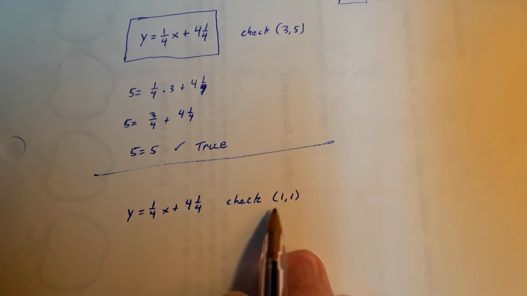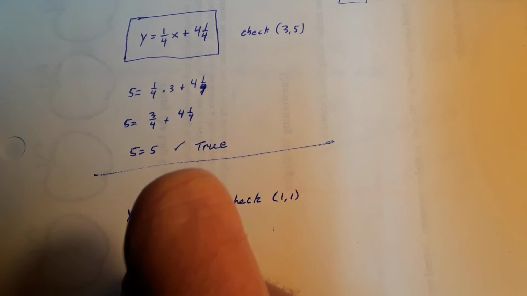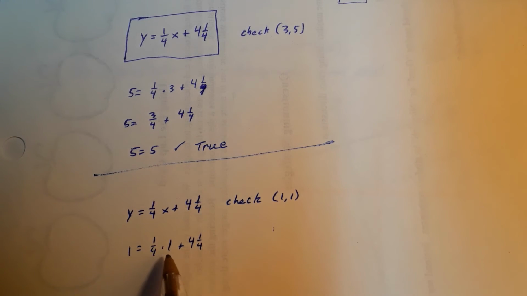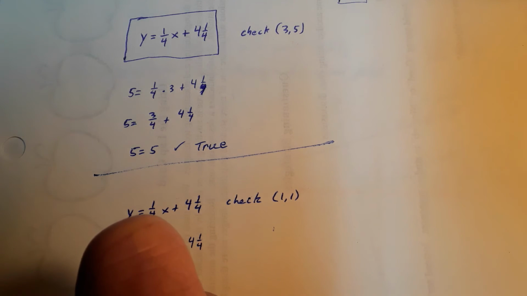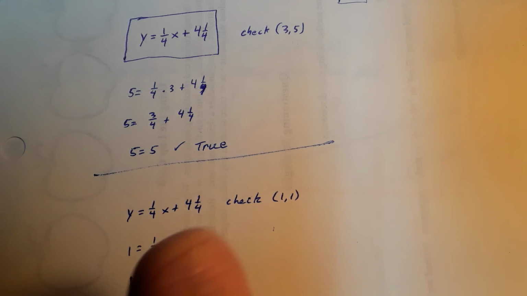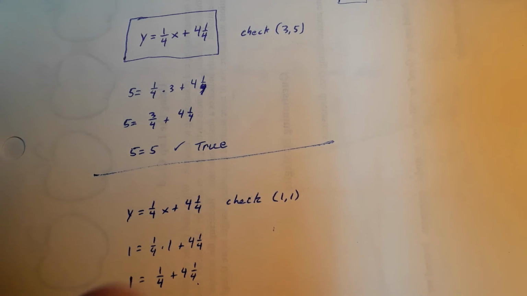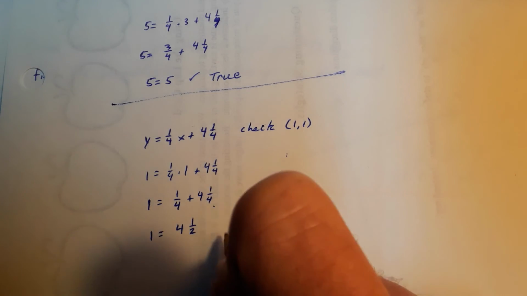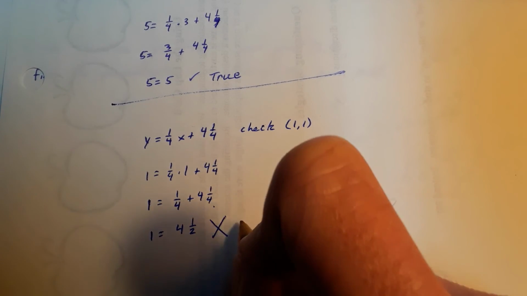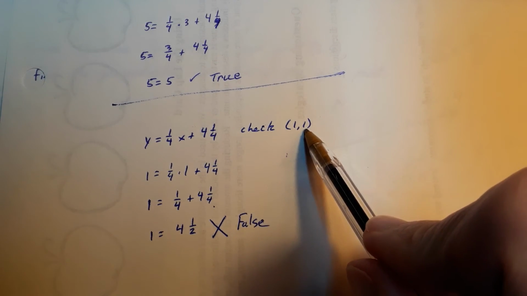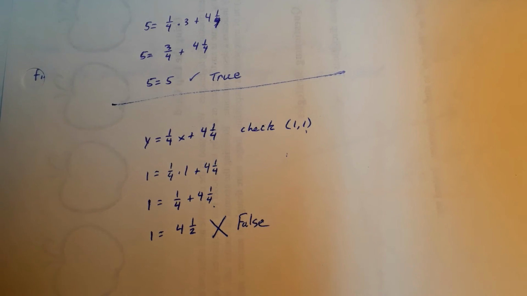So I put in x and y. So I have 1 equals 3/4 times 1 plus 4 1/4. 1 times 3/4 is 3/4. So I end up with 1 equals 3/4 plus 4 and 1/4. 3/4 plus 1/4 is 1. I end up with 1 equals 5. This is a false statement. This tells us that this point is not on this line.